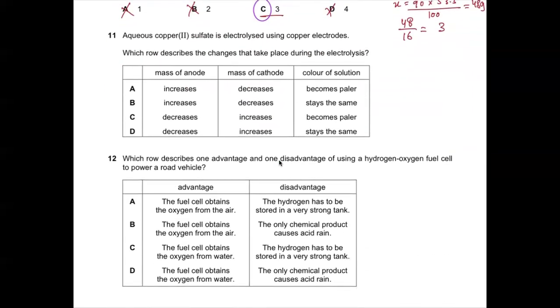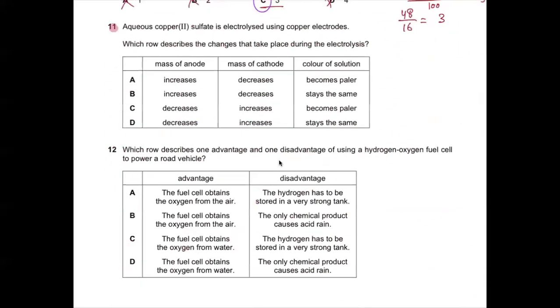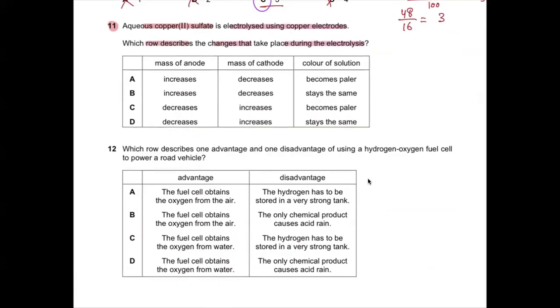Is this clear to all of you? Now, MCQ number 11. Aqueous copper 2 sulfate is electrolyzed using copper electrodes. Which will describe the changes that take place during the electrolysis? If you have used copper electrodes, you must remember that these are active electrodes, right?